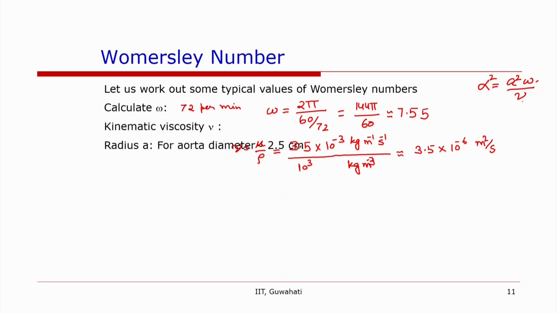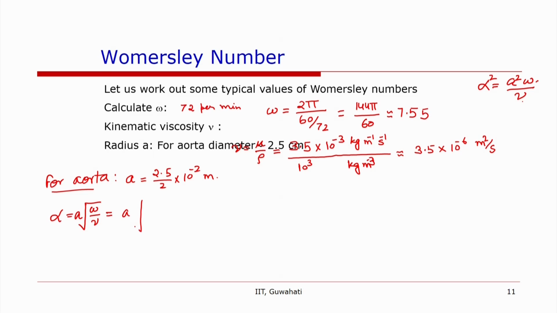Now we will look at, for say aorta, the diameter of aorta is about 2.5 centimeter, so radius is about 2.5 divided by 2 into 10 to the power minus 2 meters. So alpha is equal to root of omega over nu into A. So let us work out this number.